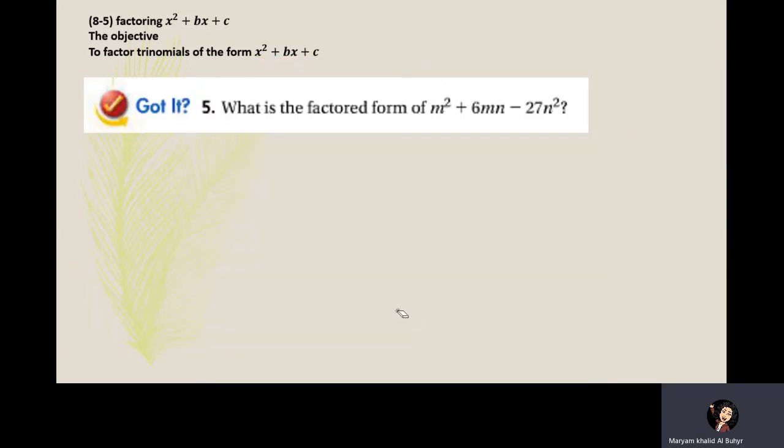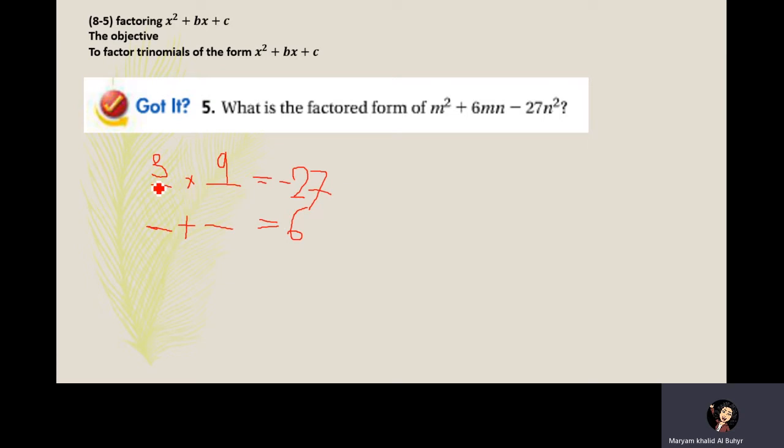Let me give you more details and more exercises related. So here we have this one. I'm going to think about two numbers. Once I multiply them, I will get negative 27, and once I add them, I will get 6. My mind directly will go to 9 times 3, because these two numbers, once I subtract them, give 6.